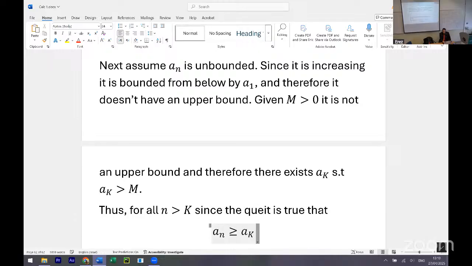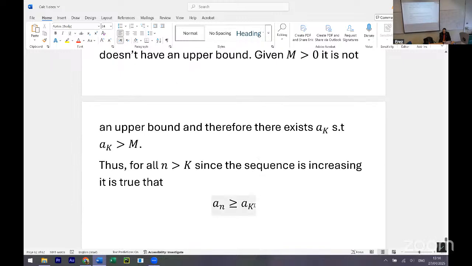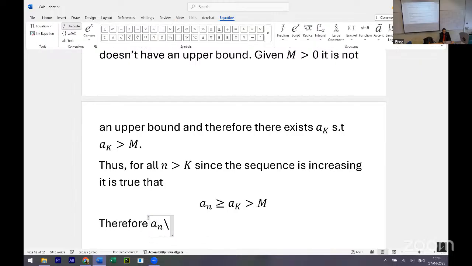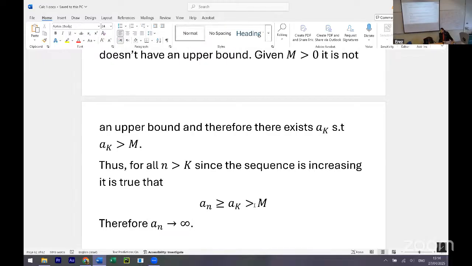The sequence is increasing. It is true that a_n is larger than or equal to a_k, which is larger than M. So what did we prove? a_n tends to infinity. That's the very definition of the limit being infinity: for every M, from some point forward, all of the elements of the sequence are larger than M. This is exactly what we proved.